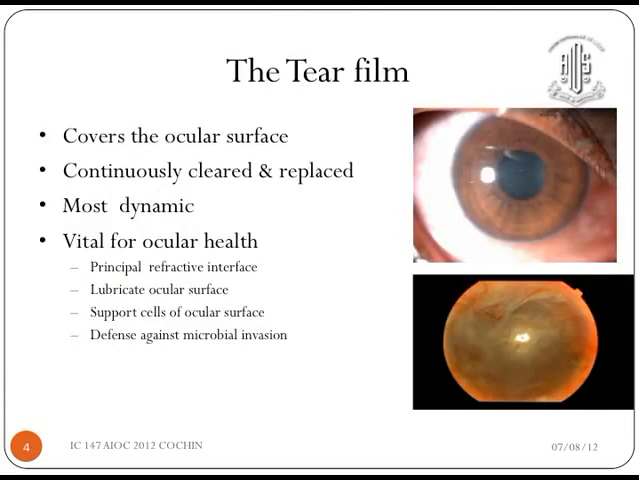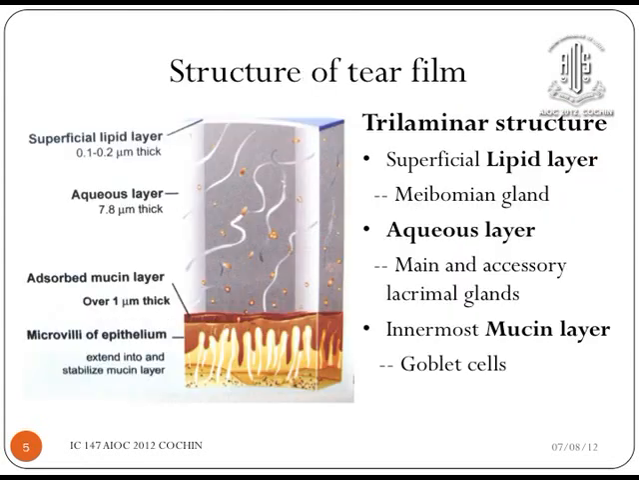The tear film is one of the most important structures of the ocular surface. It covers the ocular surface and it's continuously cleared and replaced. In this manner, it is also very dynamic. It's very important for ocular health because it's the principal refractive interface, lubricates the ocular surface and supports cells of the ocular surface, and also acts as a defense against microbial invasion.